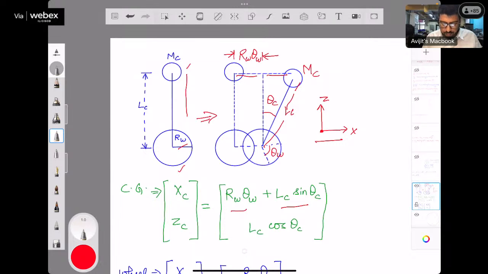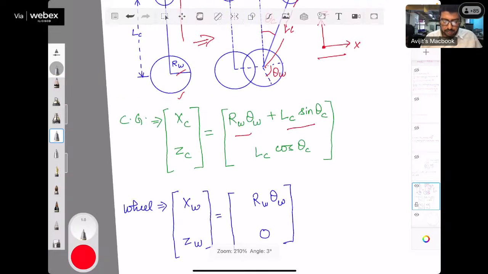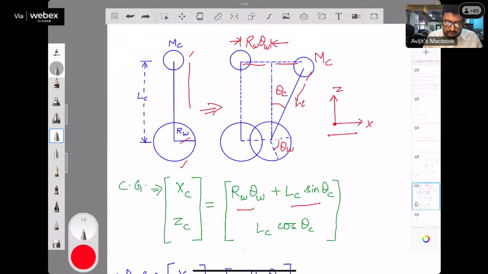Similarly, for the wheel also, one more thing: here we are assuming that the center of the wheel is the origin, 0, 0, 0.